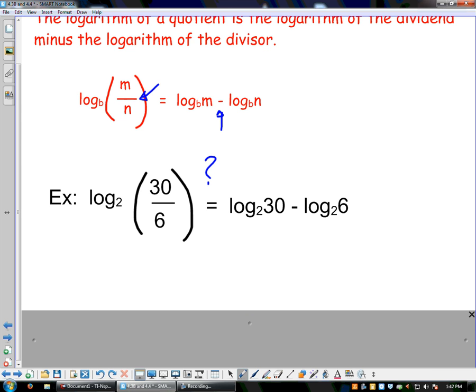Well, over here on the left side, we would have log to the base 2 of 30 over 6, which is 5. That's log to the base 2 of 5. And over here, we would have log to the base 2 of 30 minus log to the base 2 of 6. I didn't really do anything to simplify that. But let's check this on our calculator to see if this is accurate.